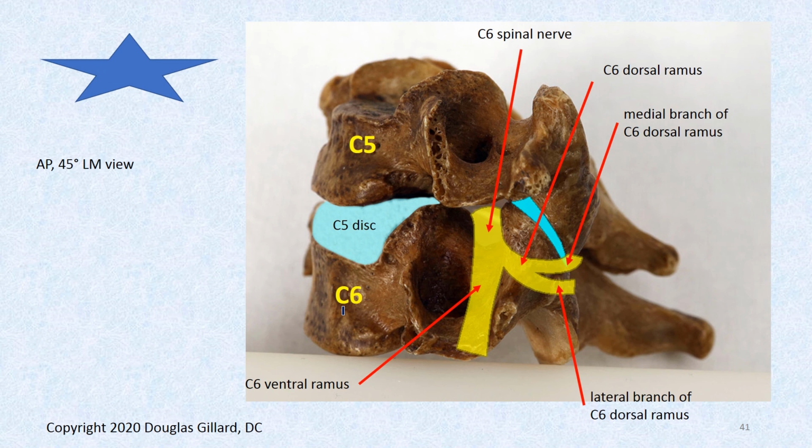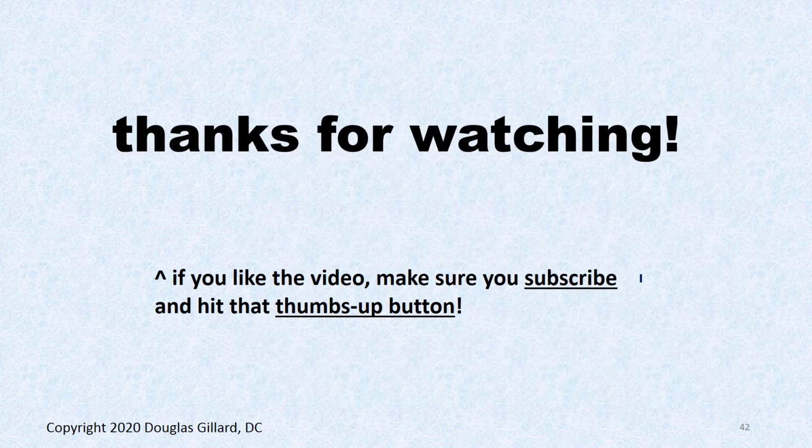Okay, just another oblique view showing if this is C5, that's the C6 exiting nerve. That's actually the spinal nerve in this cartoon. And that's the C6 ventral ramus. Dorsal ramus splits into at least a medial branch and a lateral branch. Sometimes we even have an intermediate branch coming off between these two. All right, we did it.